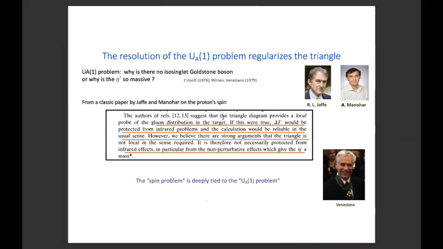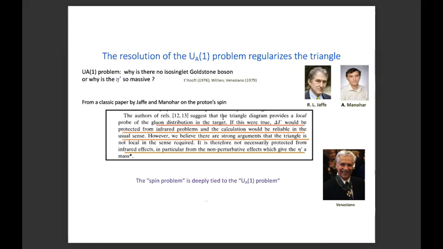And they said that if you compute this object, it is really the quark helicity. They're saying, if you believe them, and this is a local probe, then this would be protected from the infrared problems, which is what these 1/L squared poles are, and the calculation would be reliable. However, we believe that there are strong arguments that the triangle is not local in the sense required, so the triangle operator is intrinsically non-local, and it's therefore not necessarily protected from infrared effects, in particular those that give the eta prime mass.